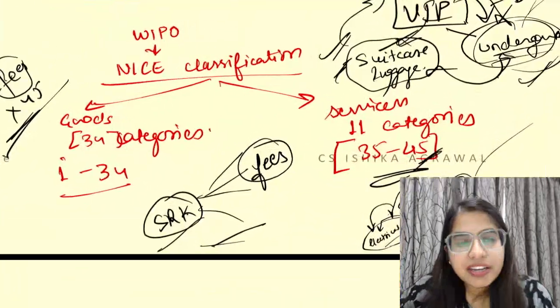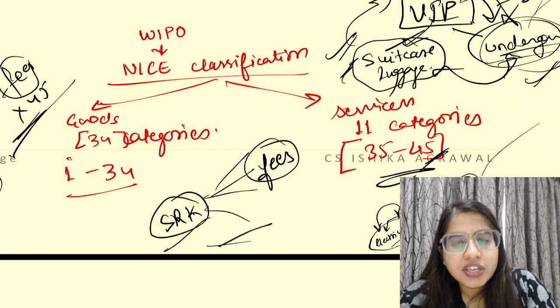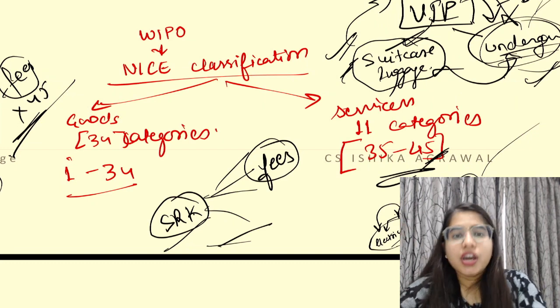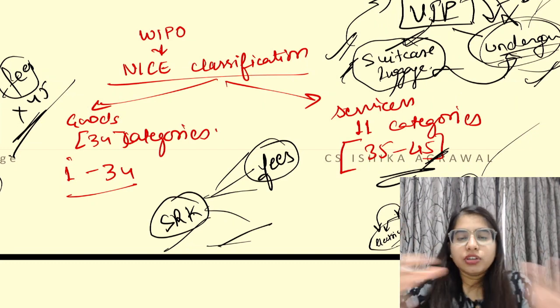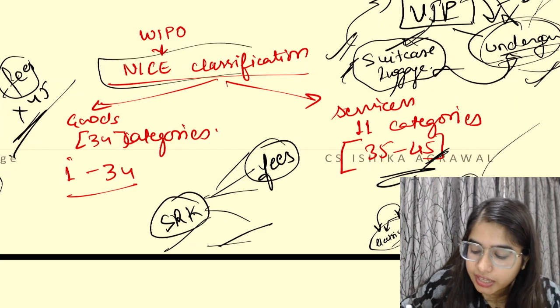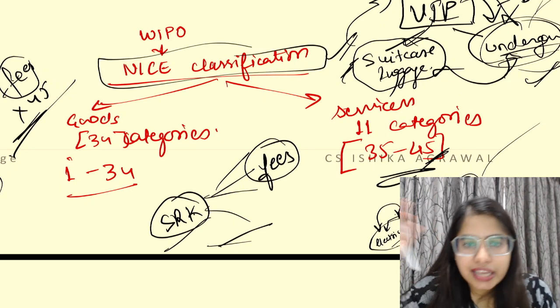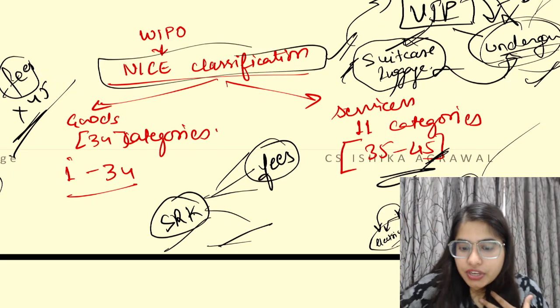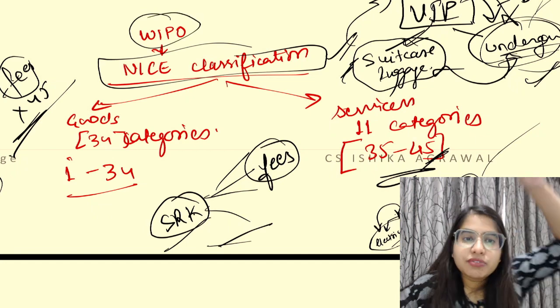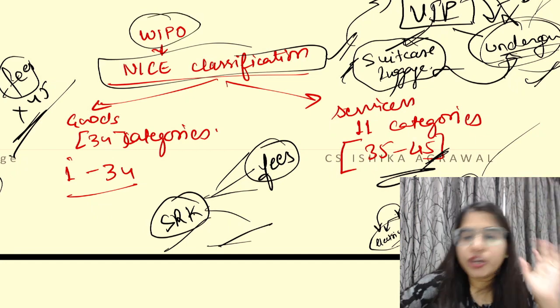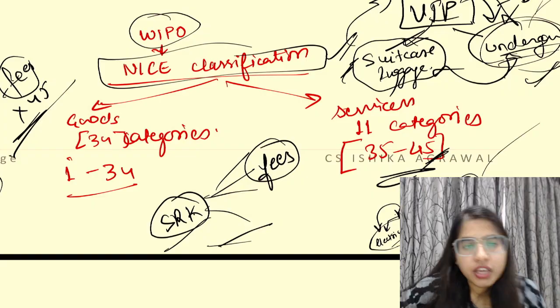So I hope you are clear about the classification of the goods and services for the purpose of trademark registration. I hope you're crystal clear about the classification, and this is a nice classification. This is not the Indian classification. This is given by WIPO, which is an international body. I have already told you about WIPO.